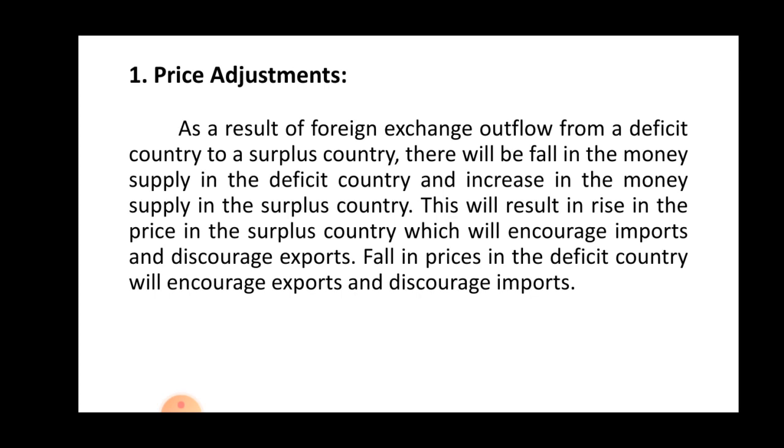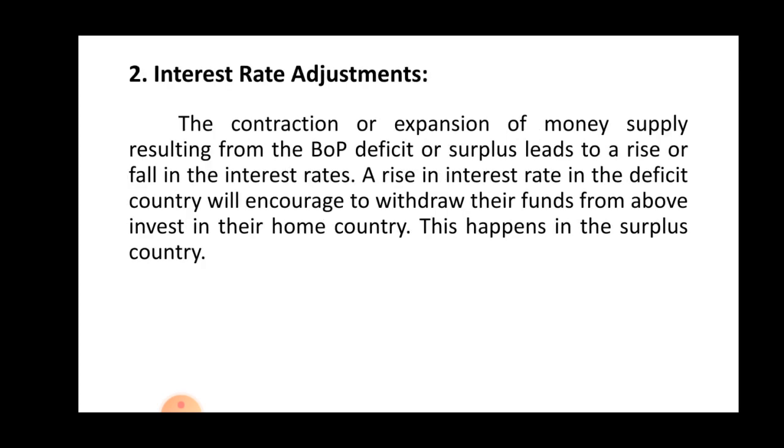And then the second one is interest rate adjustment. Contraction and expansion: contraction means decrease, and expansion means increase. Increases or decreases of the money supply resulting from BOP deficit or surplus lead to a rise or fall in the rate of interest. Increase means the rate of interest is high, and decrease means the rate of interest is reduced.